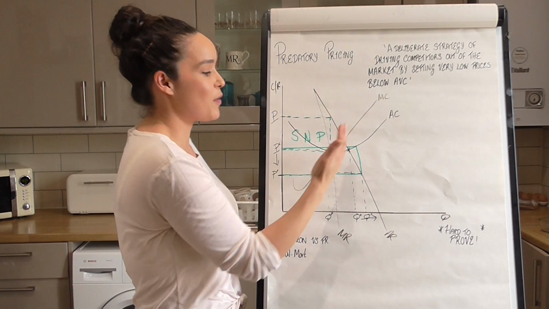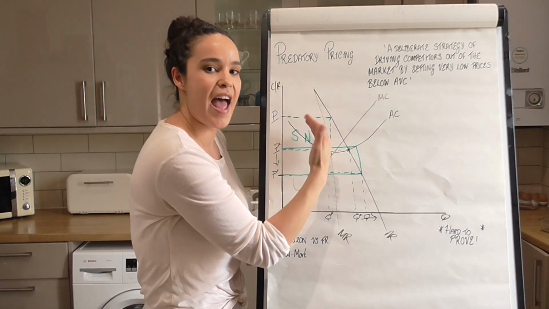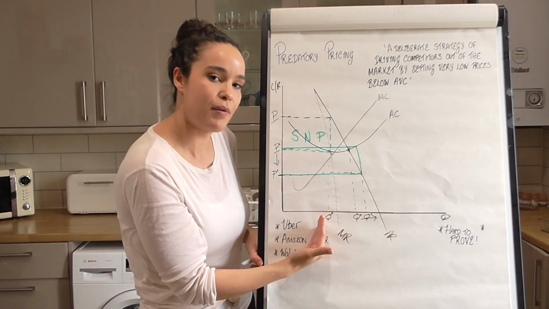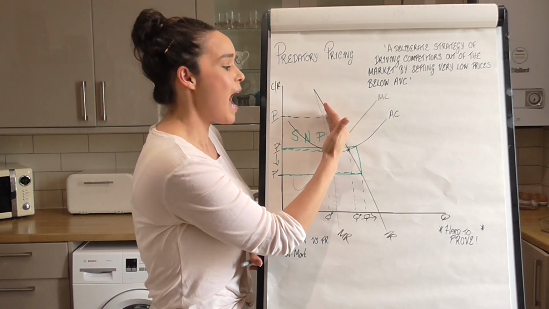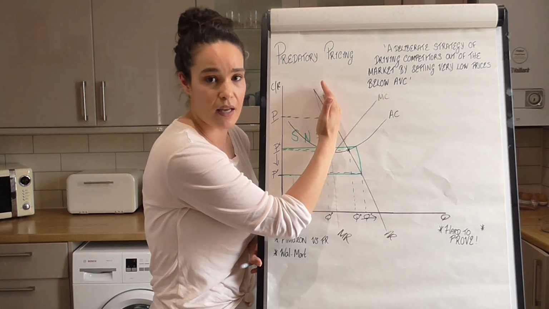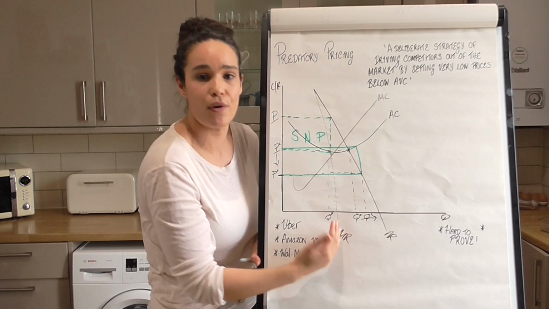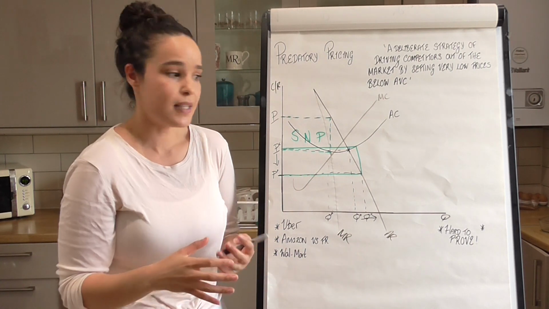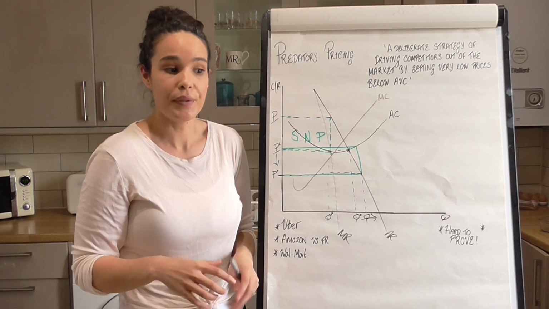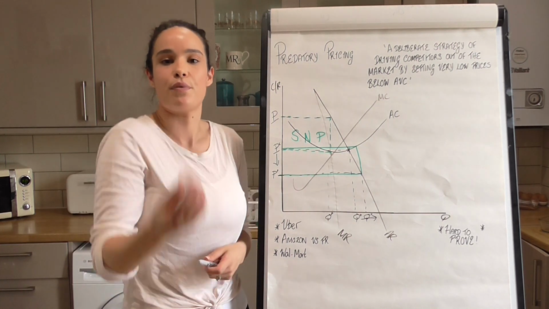And what they're doing then is making their demand more and more inelastic. So when they come back to that profit maximizing quantity, their price is going to be even higher because their demand curve, their AR curve, is even more inelastic. So it's very anti-competitive. It's also illegal. Predatory pricing is illegal, but incredibly difficult to prove.